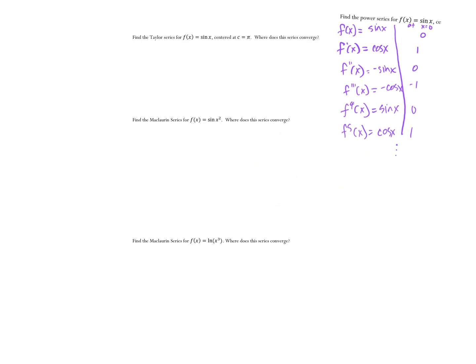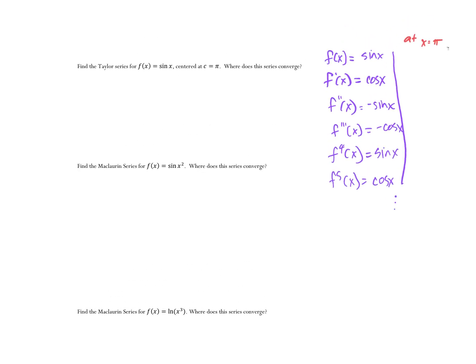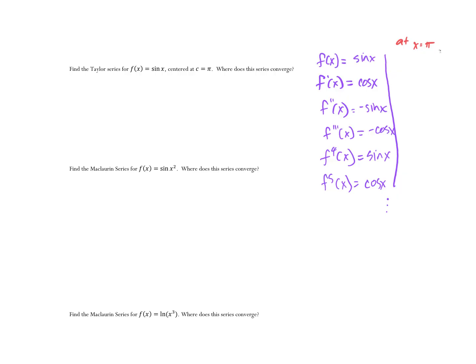Okay, so I just moved my derivatives because it's the same function. Biggest difference now is we're centered at pi, yes? So now, sine of pi is 0, cosine of pi is -1.